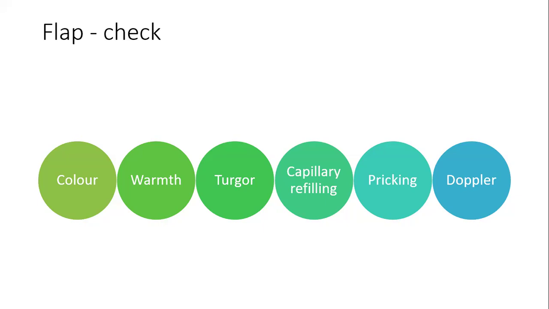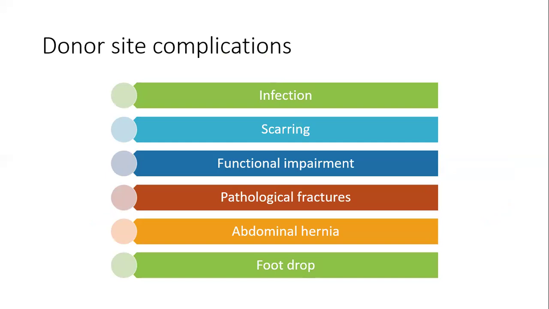Coming to the complications, first we need to look at the donor side complications, because these are the things which usually get neglected. It could be infection of the donor site, scarring of the donor site, functional impairment, and some specific complications like pathological fractures when you do bone harvesting, and also abdominal hernia when you are doing rectus muscle flaps, and foot drop in case of peroneal nerve injury during a fibular flap.